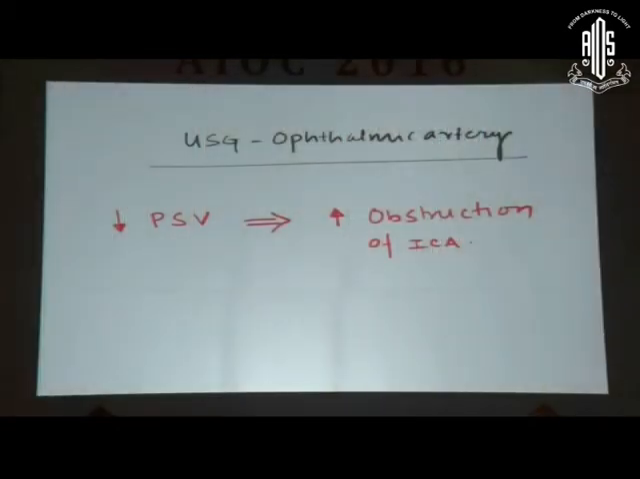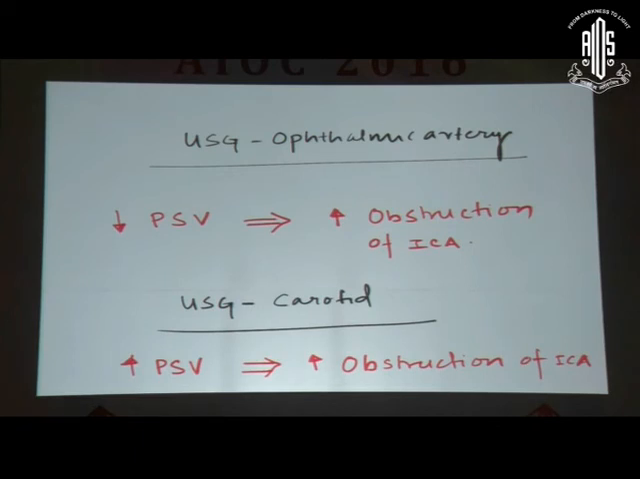Now contrary to this, or exact reverse of this, is when you do a USG Doppler of the ophthalmic artery. Because I said distal to the obstruction, the velocity reduces, the peak systolic velocity is low when there is obstruction of the ICA, as in when you do a USG of the carotid, there is increase in the peak flow velocity when there is increased obstruction of the ICA.